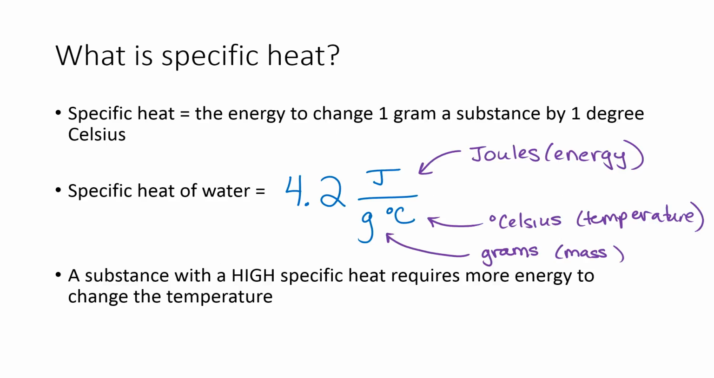What is specific heat exactly? It's defined as the energy to change 1 gram of a substance by 1 degree Celsius. For example, the specific heat of water is 4.2 joules per gram degree Celsius. Joules is a unit of energy, Celsius is a measure of temperature, grams is a measure of mass.